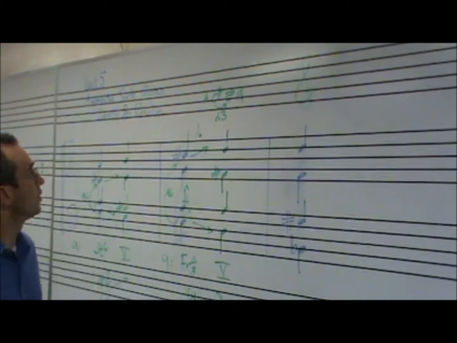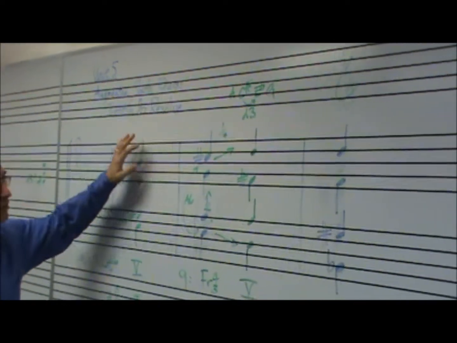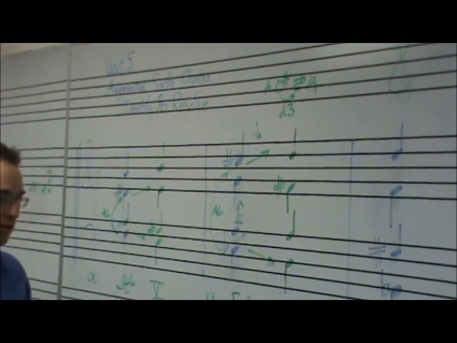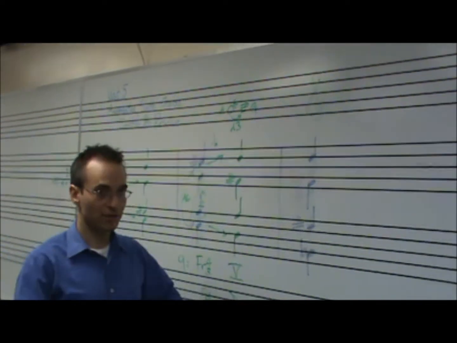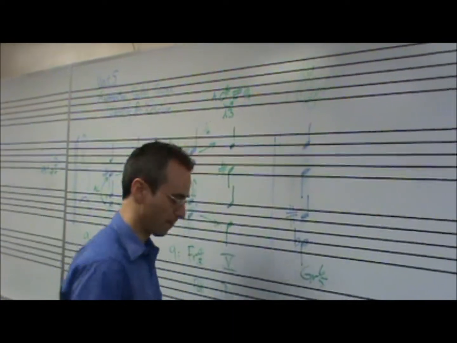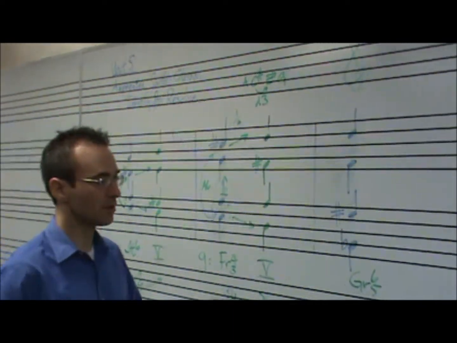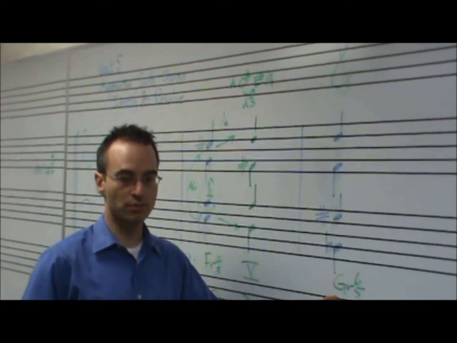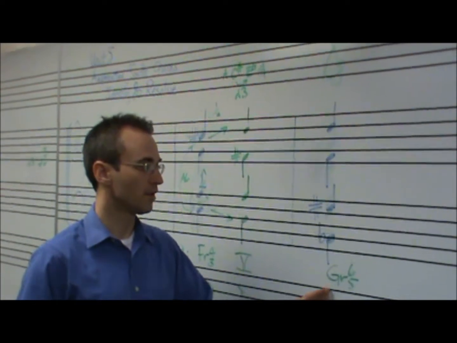Alright, we're dealing with augmented 6 chords, identifying and resolving. We've done Italian, we've done French, and so guess what? We're going to get German 6/5 here. Alright, so let's talk about how you'd get to identifying this in the first place as a German 6/5.